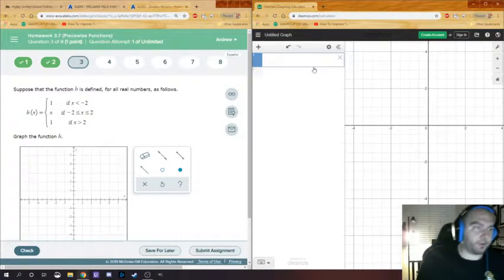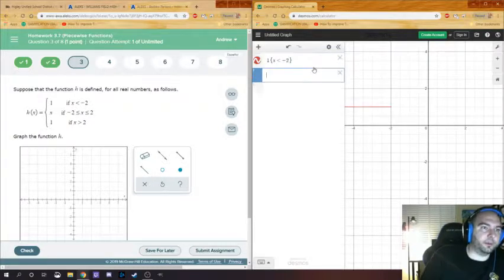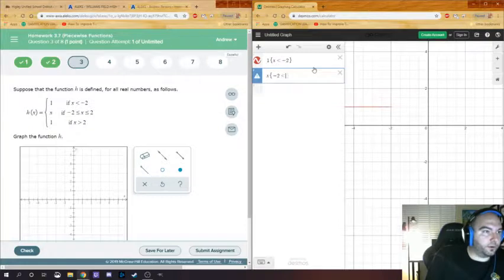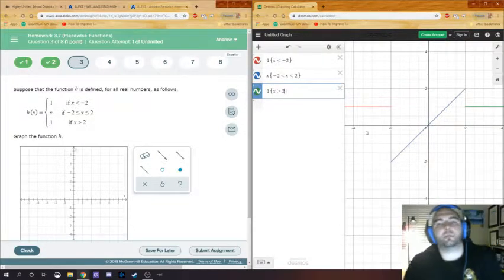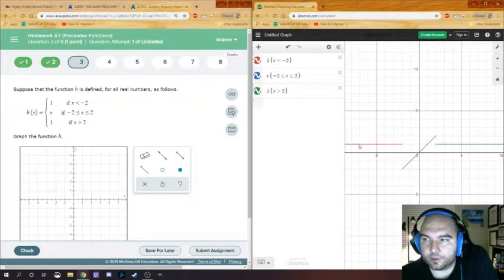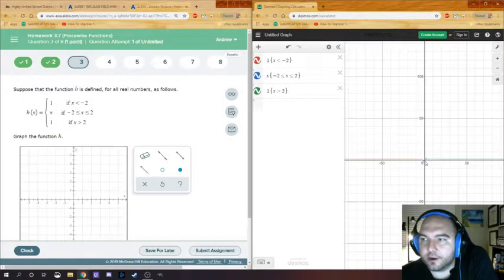So I'm gonna graph it. So I do 1, x is less than -2. Then I'm gonna do x, -2, x 2. And then we got 1 again, but it says x greater than 2. So what basically I have is this, and if I zoom out you can maybe see it better. We have a horizontal line, a little diagonal here, and then another horizontal line. And if I zoom out, these horizontal lines go on forever.